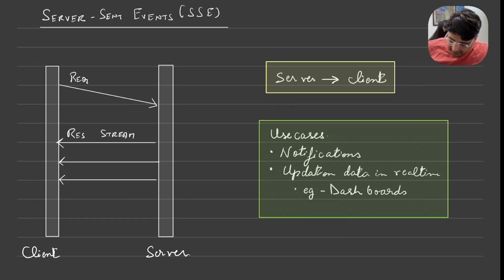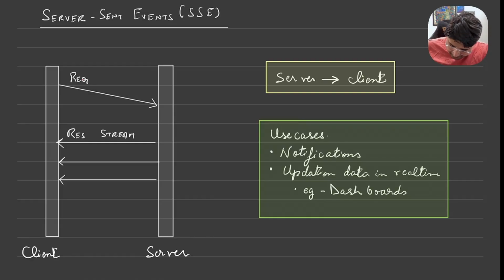With server sent events, the action happens from server to client. The way it happens is similar to HTTP: the client sends an HTTP request, and the server opens a response stream. So it opens a stream, and as soon as it starts putting data on the stream, the clients get updated. The use case here is if you want notifications from the server and to update data in real time, like dashboards or stock market data, we can use server sent events for that.